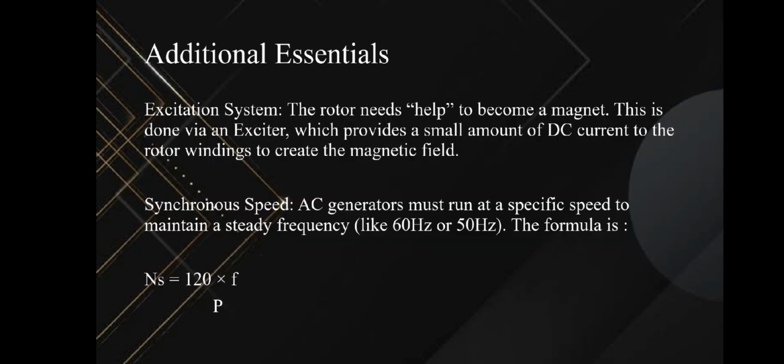Additional essentials. Excitation system. The rotor needs help to become a magnet. This is done via an exciter, which provides a small amount of DC current to the rotor windings to create the magnetic field. Synchronous speed. An AC generator must run at a specific speed to maintain a steady frequency, like 60 Hz or 50 Hz. The formula is Ns = 120 times f over P. So that's all for my report.